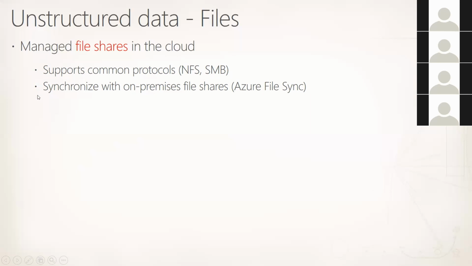And the nice thing is that you might feel that it will be very slow. Let's say I have a file share in the cloud, then it will take a long time to reach that file. So what you can do is synchronize with your on-premises file shares. There's something called Azure File Sync. Let's say you upload a file to your on-premises file share, then it will be synchronized and uploaded to your cloud file share.